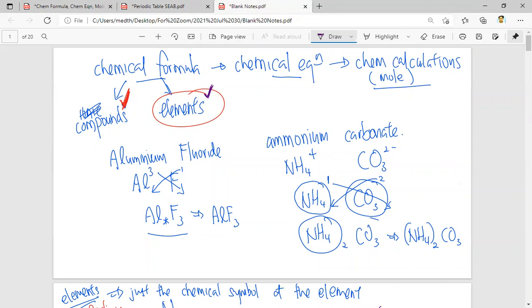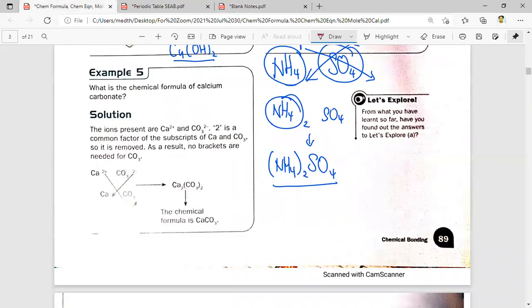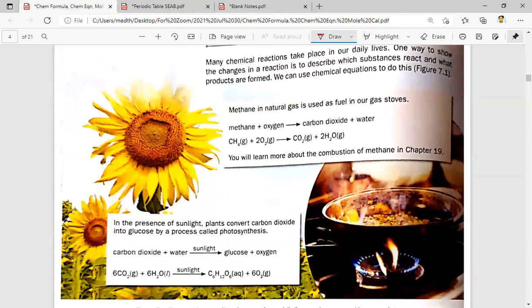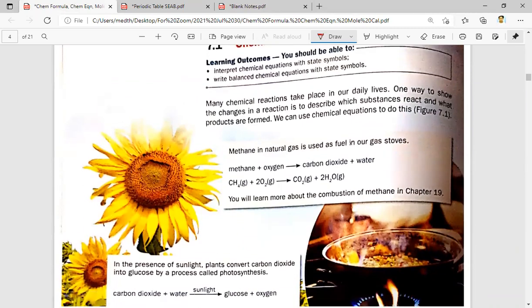So I spent half an hour on chemical formulas. Most probably I'll spend about another half an hour on chemical equations. Then we will finally move to chemical calculation. Okay, so let's go on to the next part, chemical equations. We're going to try to understand what a chemical equation means. We need to interpret them. We need to understand what they mean.